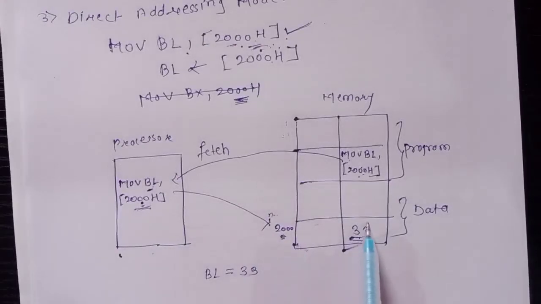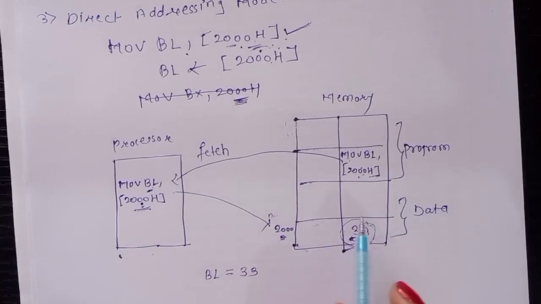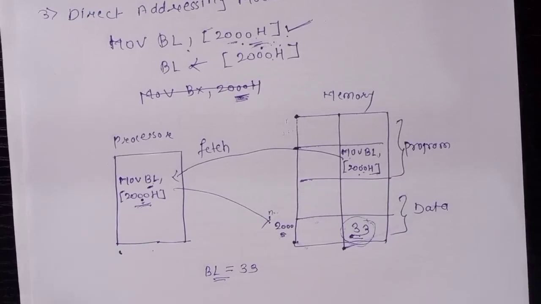The processor will go to that address. From there it will get the value 33. You use this direct addressing mode when you know the address only. From this address the processor fetches the data 33 and now your BL will become 33.